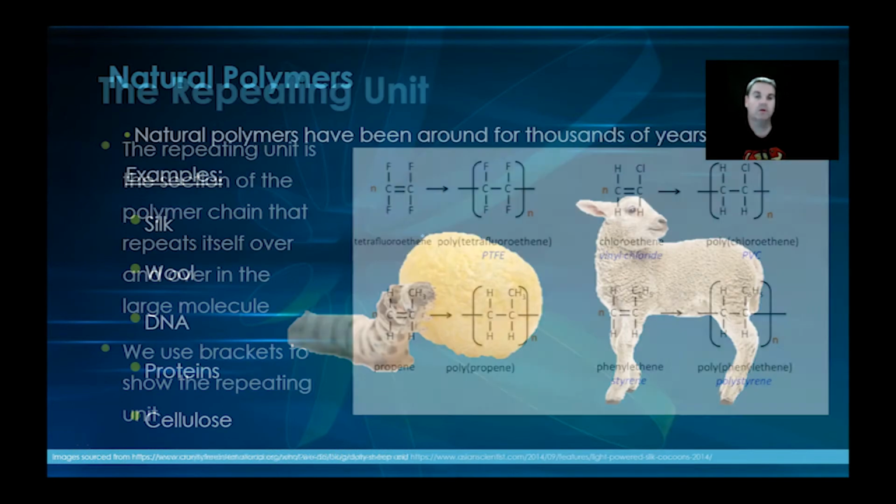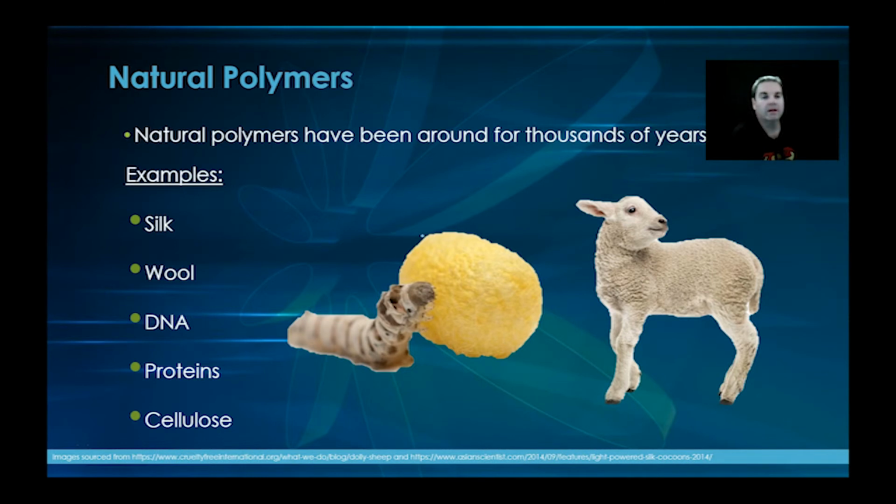Natural polymers have been around for thousands of years. There are plenty of examples. Silk, coming from silkworms, for example here. Wool. DNA is an example. DNA is made up of a long polymer, and proteins are also polymers. They are sometimes called polypeptides, so that's another example. Cellulose you find in plants, that's an example of natural polymers as well.